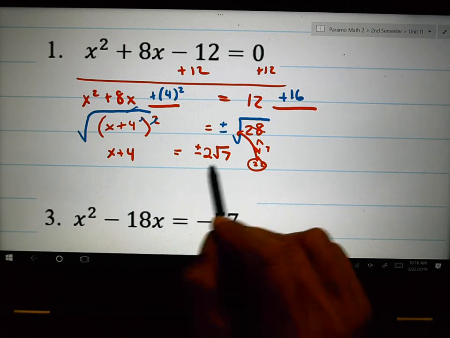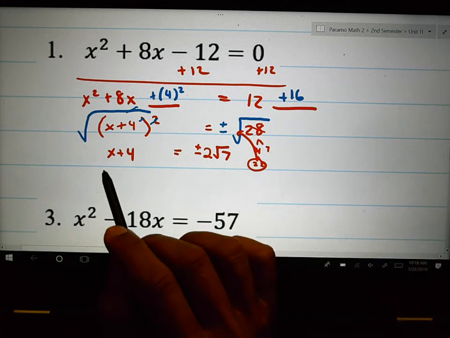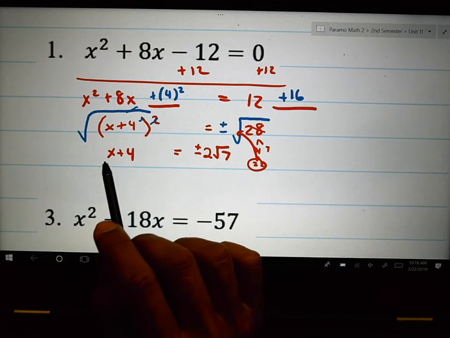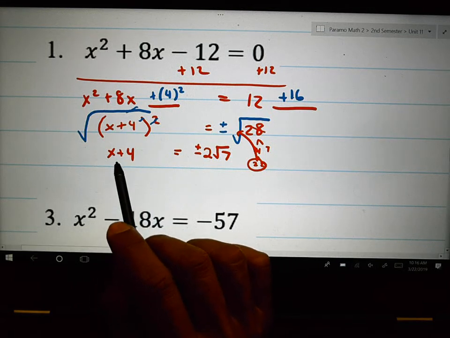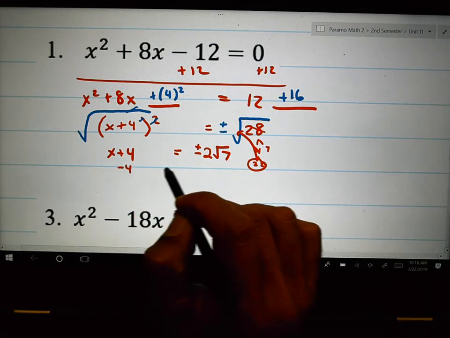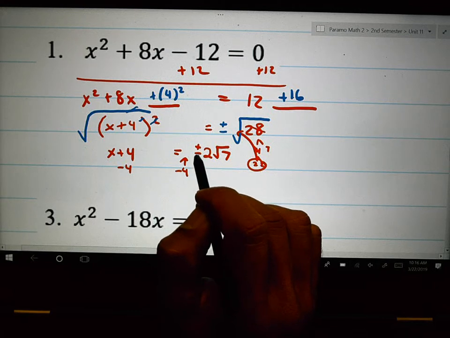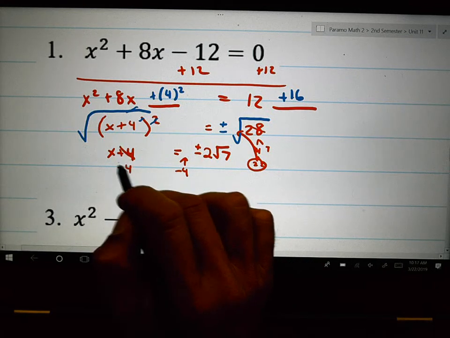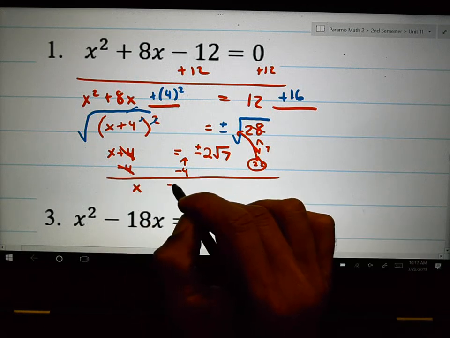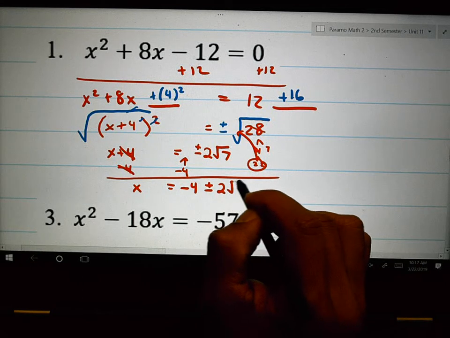Now this has a root 7 with it, which might make you think that something's funny here, but all we have left to do is, I think step 6 says, get the x by itself. What's next to the x I have to get rid of? Plus 4. What's the opposite of plus 4? Minus 4 and minus 4. And I want you to put the minus 4 in front of the plus or minus 2 root 7. Get used to doing it that way. X equals negative 4 plus or minus 2 root 7.